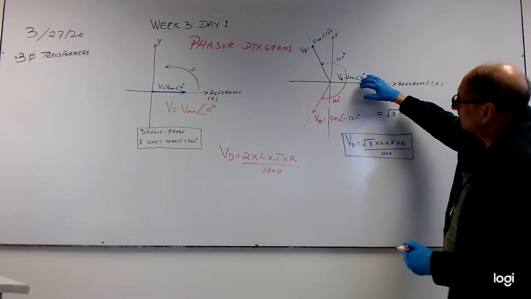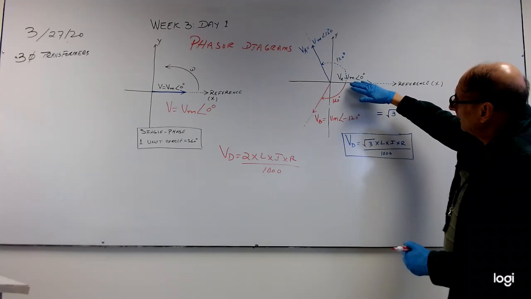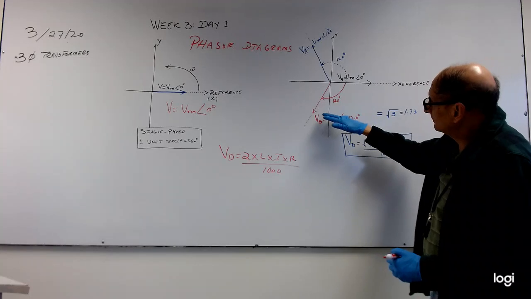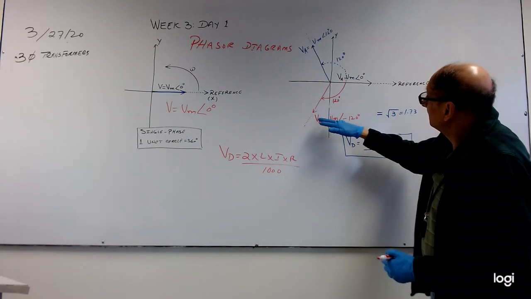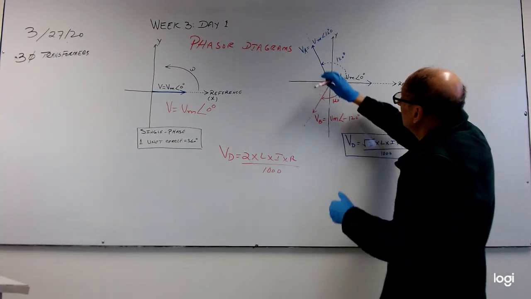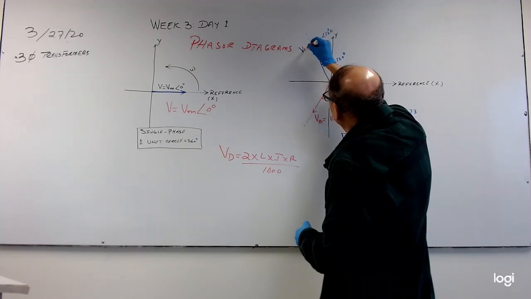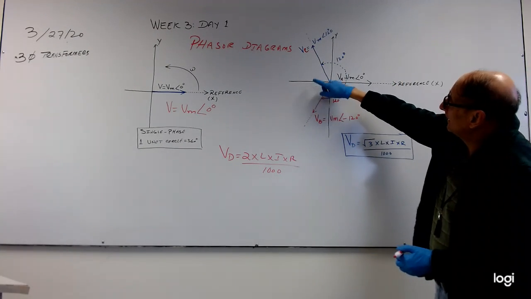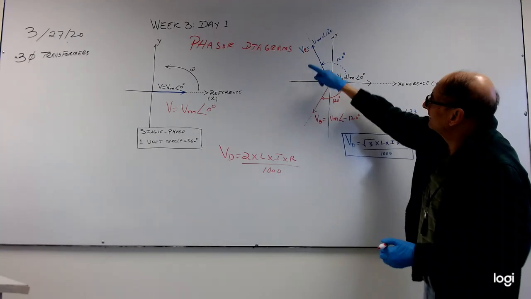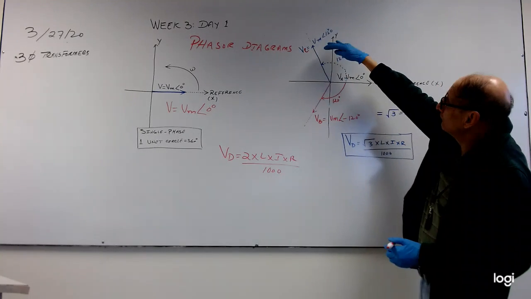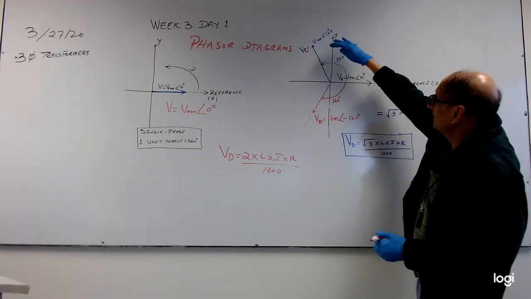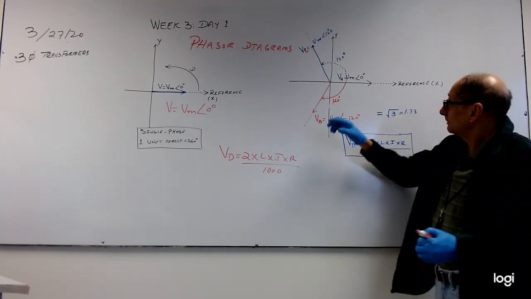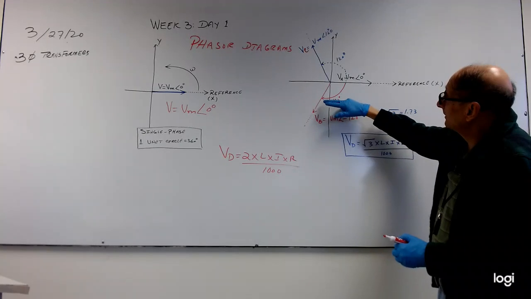The difference between A and B is 120 degrees. The difference between this one is C. So the difference between phase B and phase C is 120 degrees, and the difference between phase C and phase A is 120 degrees. So that's what is happening, 120 degrees right here.